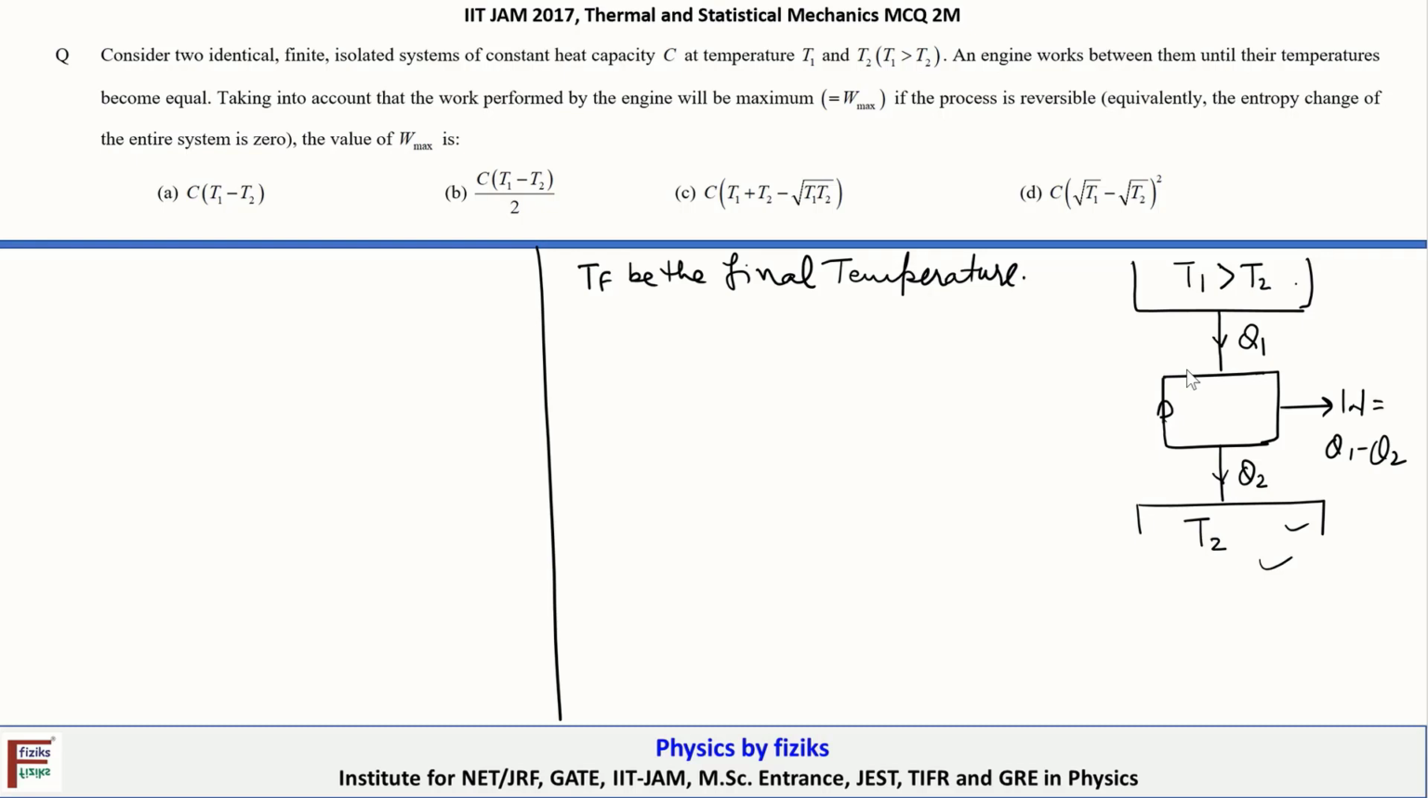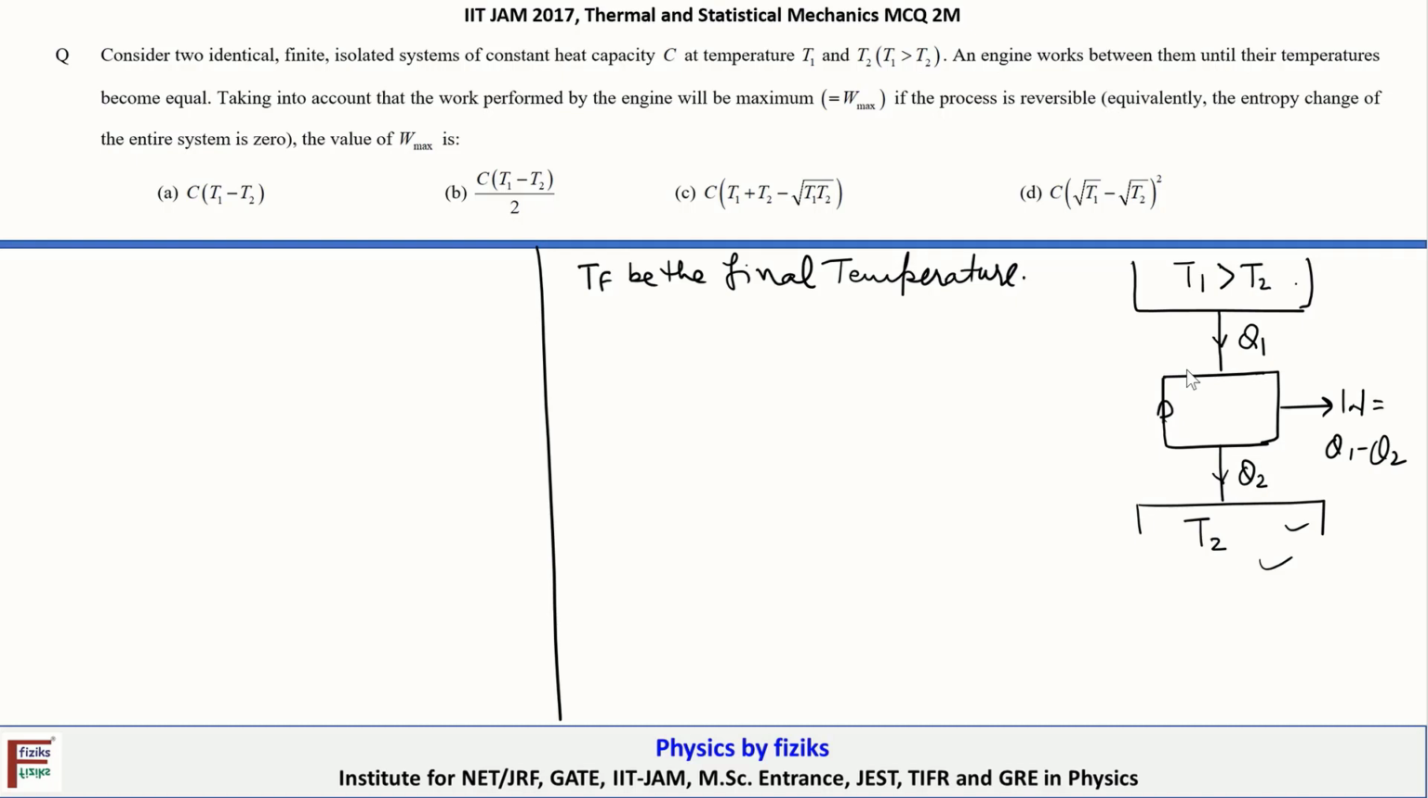the temperature of the reservoir which was initially at temperature T1 will reduce to a certain value TF, and the temperature of the reservoir which was initially at temperature T2 will rise to the final temperature value TF. So when both of these reservoirs are at the same temperature, it will no more be possible for the engine to extract heat from the upper reservoir and deliver some amount of heat to the lower reservoir.